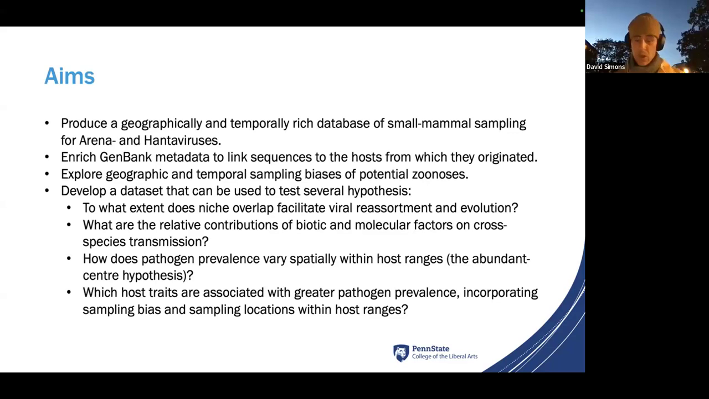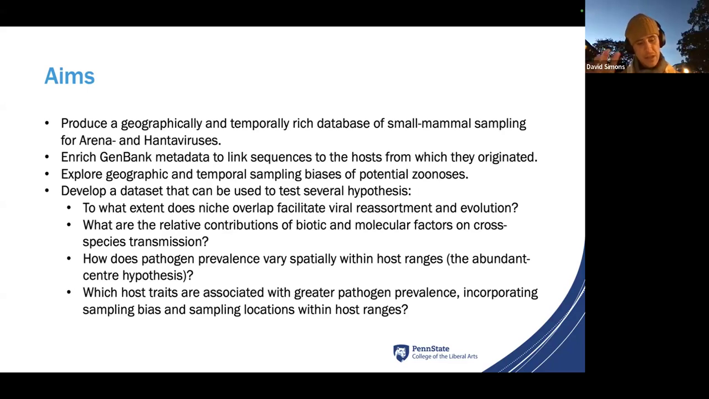So the specific aims of this were to produce a geographically and temporally rich data set of small mammal sampling for these two pathogen families. Ultimately, I would like to expand this to be all viruses and then all bacterial zoonoses of rodents or other small mammals and all parasites, but that's getting ahead of myself.